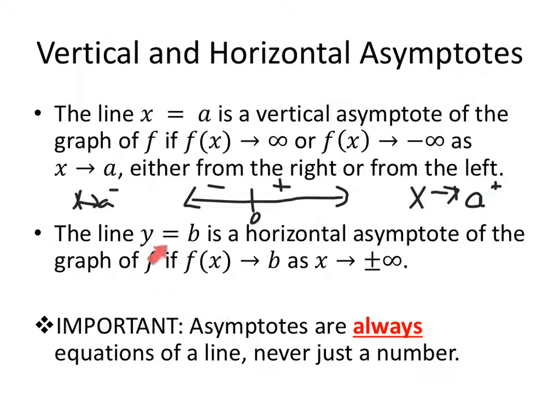The line y equals b is a horizontal asymptote, again a line, so it's an equation of a line, of the graph of f if f of x approaches the number b as x goes to positive or negative infinity. We'll frequently call the horizontal asymptote the end behavior, because I want to know, as x gets super large and positive or super large and negative, what's happening to the y values. So horizontal asymptote, also known as end behavior. Very important to remember, asymptotes are always equations of a line, never just a number. 7 is never going to be a horizontal asymptote. y equals 7 could be.